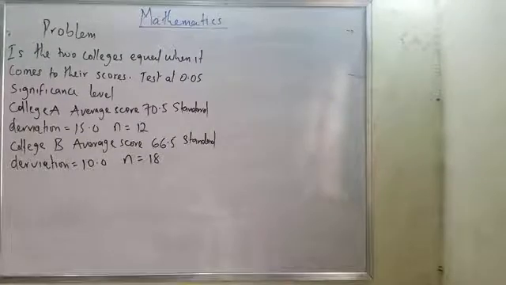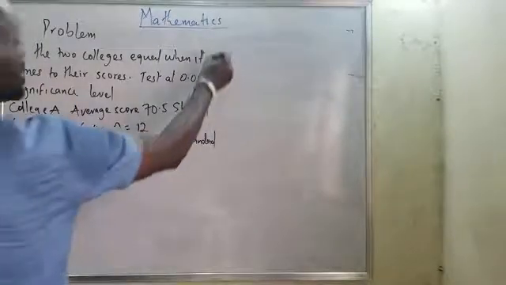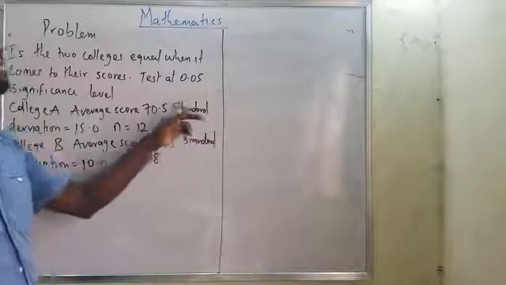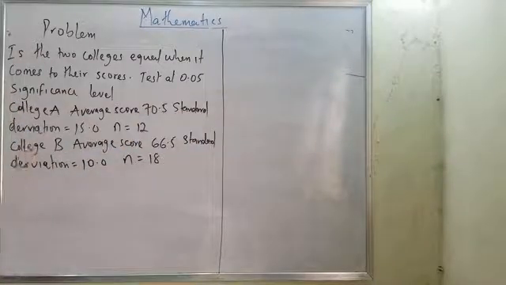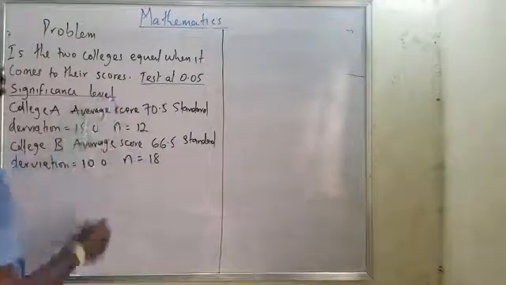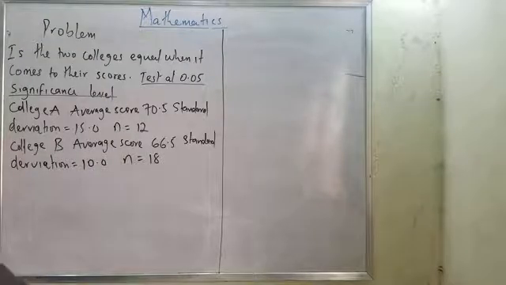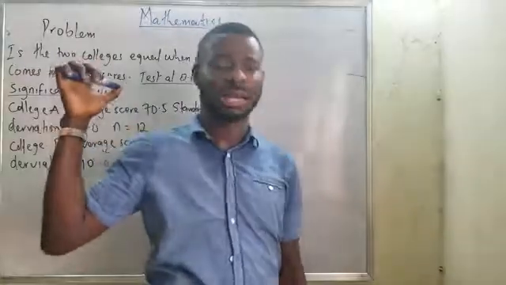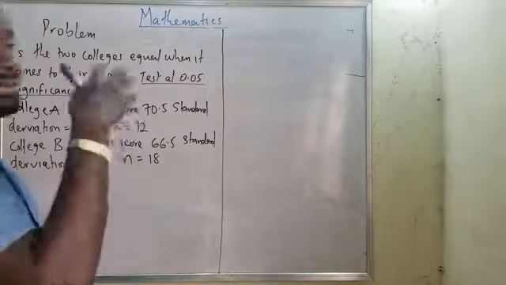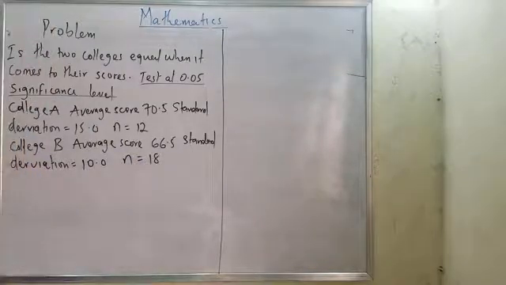Look at this question. It's a very nice question that somebody can give you in any exam. Is the two colleges equal when it comes to their scores? Test at 0.02 significance level. This is a very important value because this will give you your critical value. Now, the same steps that were in our previous z-test, which I stated, are applicable here.